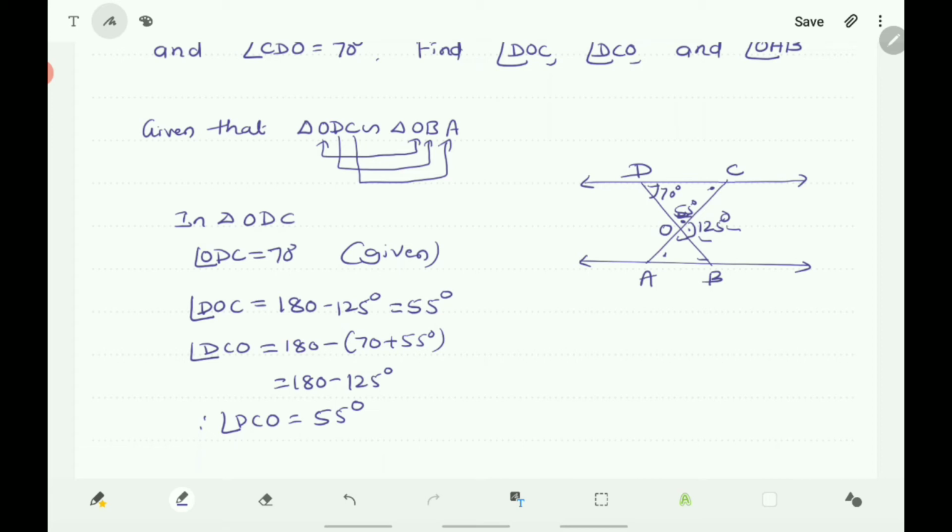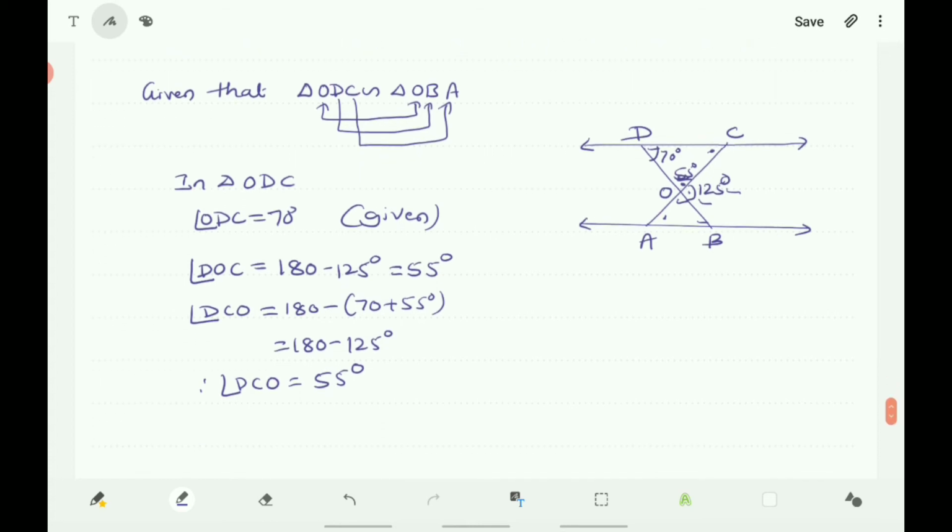Or you can use the exterior angles also, because here BOC becomes the exterior angle to the triangle DOC. Exterior angle is equals to sum of interior opposite angles. So 70 plus 55 is 125. In that way also you will get angle DCO, that is equals to 55 degree.